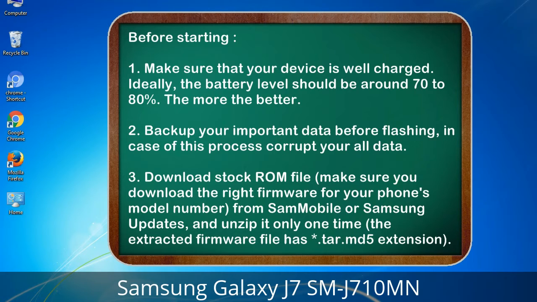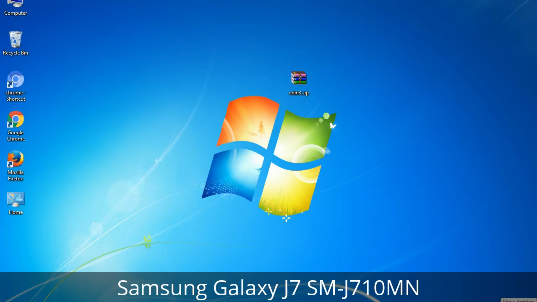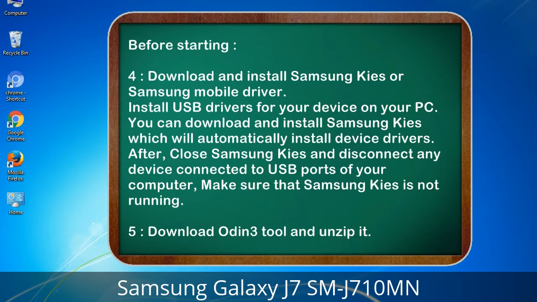Download stock ROM file. Make sure you download the right firmware for your phone's model number from SamMobile or Samsung Updates, and unzip it only one time. The extracted firmware file has *.tar.md5 extension. 4. Download and install Samsung Kies or Samsung mobile driver.